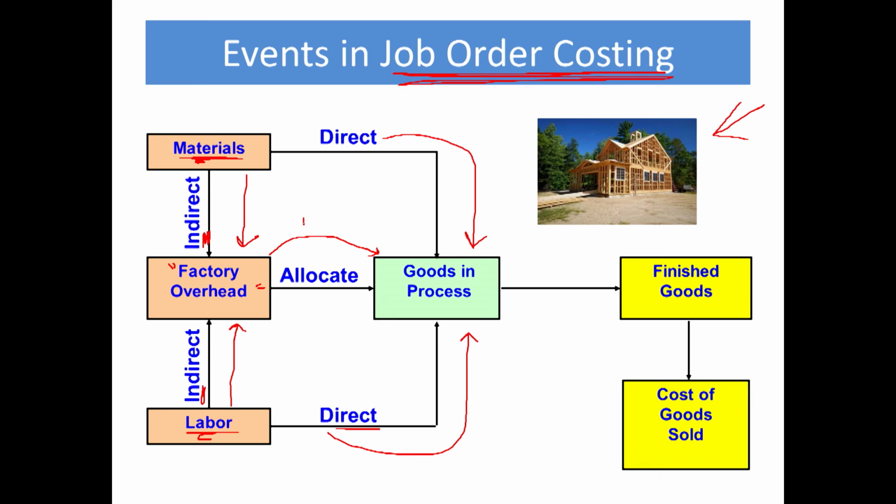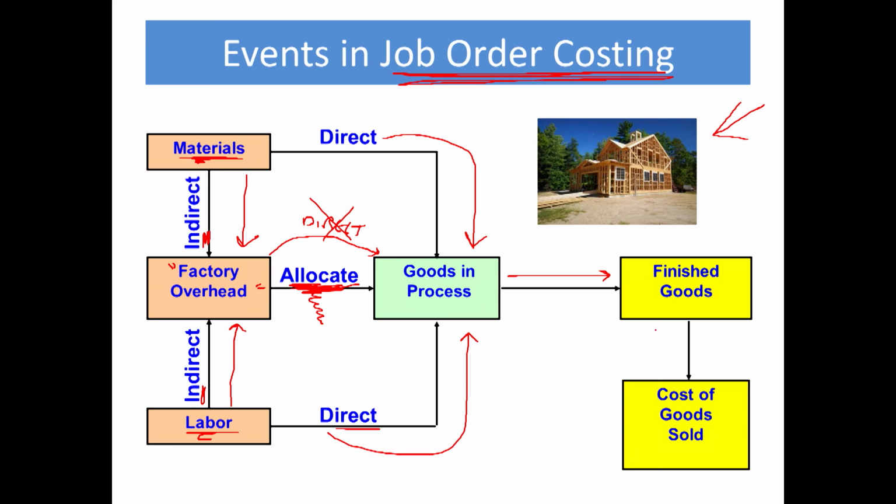Now, you cannot directly trace factory overhead to goods in process or the job in process. So what we have to do is allocate it, or sometimes we call that assign it. Again, this is a preview of things to come, but I want your brain to start thinking about this. Then once the goods in process, or the house, is done, it becomes a finished good.